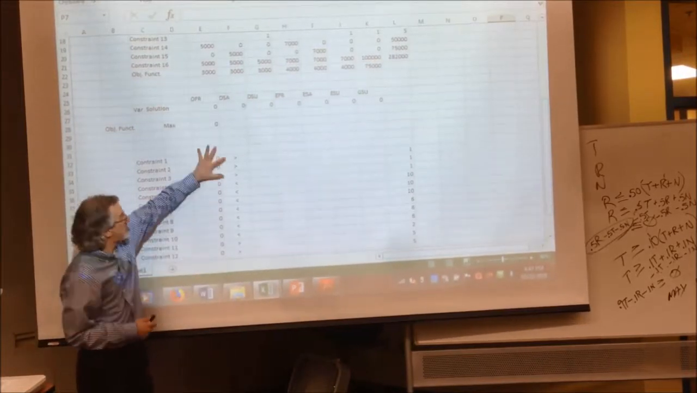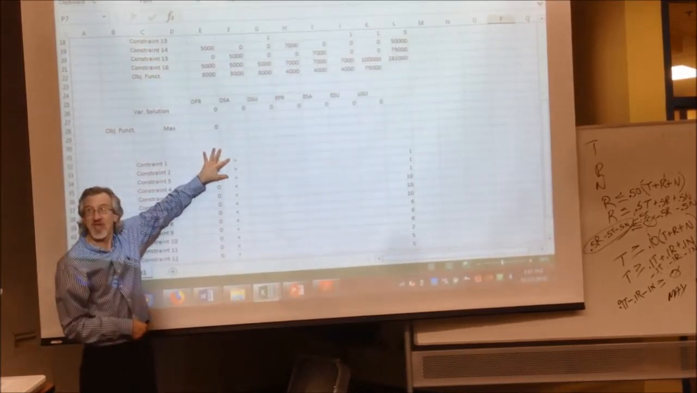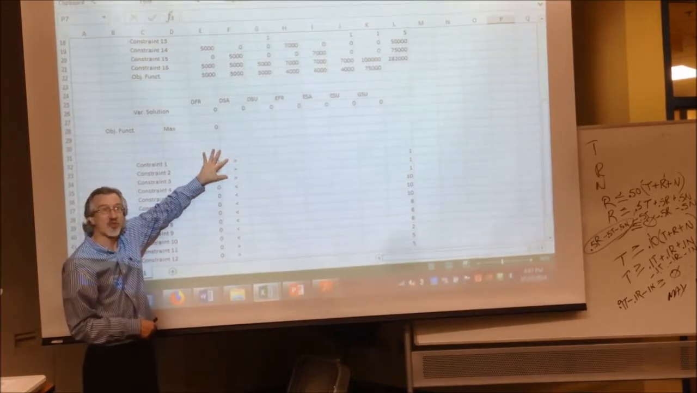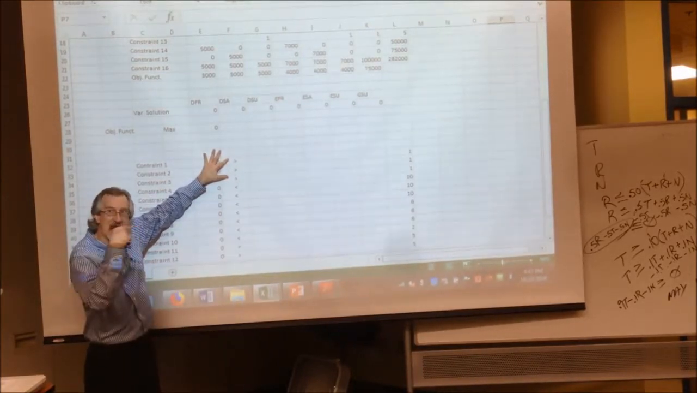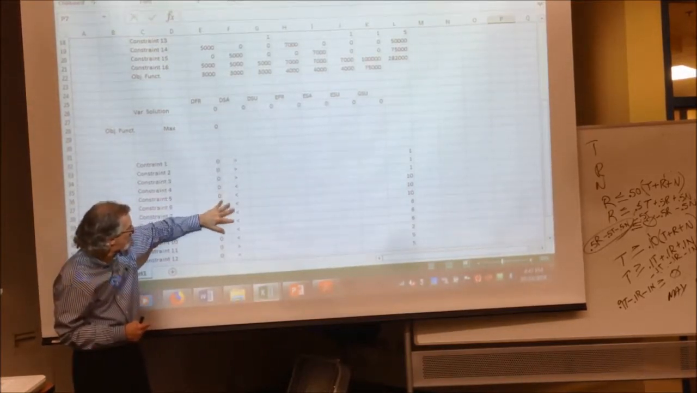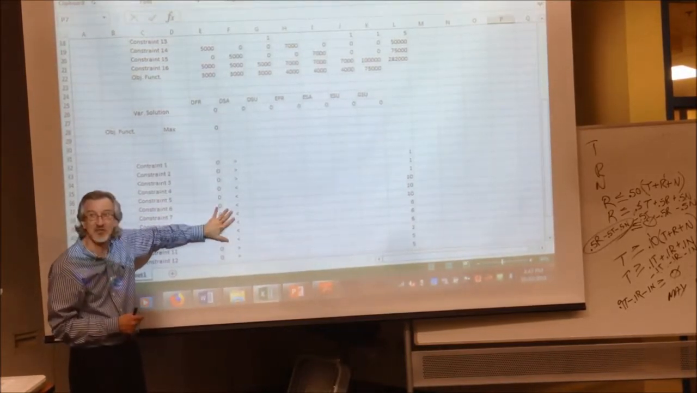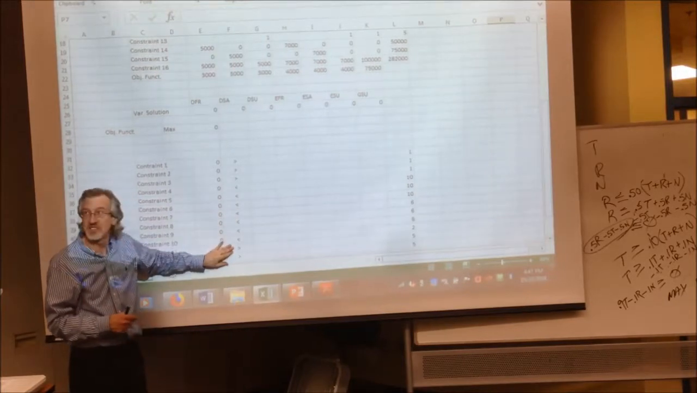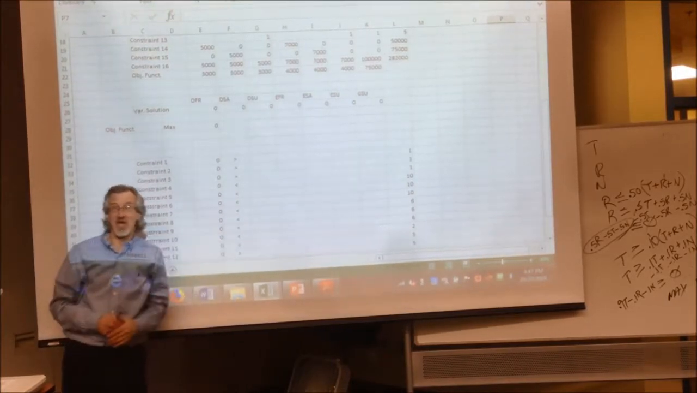Plus, with Excel, because those are 3 greater than or equal in a row, I can enter all 3 of these at one time instead of entering each one individually. That's what I'm going to show you this time. Here's 1, 2, 3, 4, 5, 6, 7 in a row less than. I'll do all 7 of those together, and then I'll do these last 2 together. So it'll save a lot of time. I'll show you the shortcut.